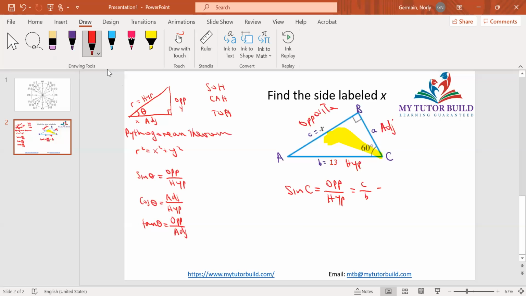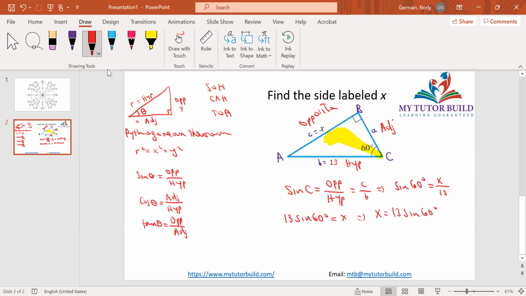Now we can say that sine 60 degrees equals c, that is x, over b, which is 13. If you multiply both sides by 13, we end up with 13 sine 60 degrees equals x. So if you rewrite it as x equals 13 sine 60 degrees, what you can do here is go around the unit circle and find out what sine 60 degrees is if you want to express the answer exactly.